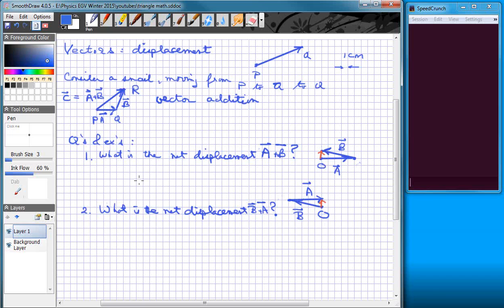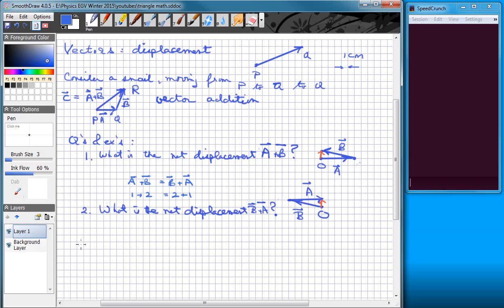And the conclusion is that A plus B is equal to B plus A. So the order in which one does vector addition is immaterial. It's the same as just adding numbers together. For example, we know that 1 plus 2 is equal to 2 plus 1. So although vectors behave differently than numbers, in this case they behave the same way.